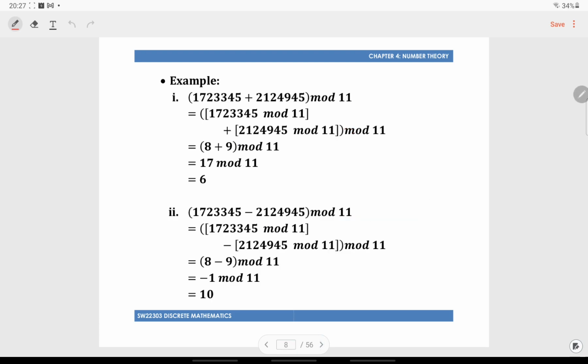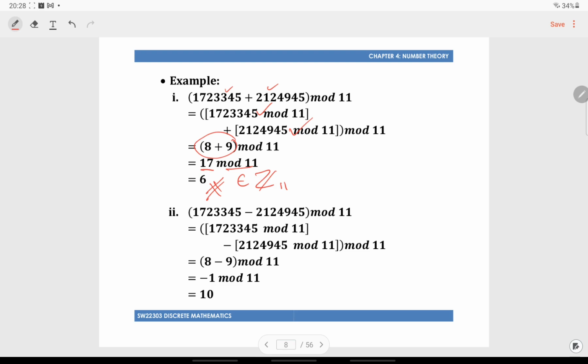Let me give you a few examples here. Instead of doing the addition directly, we can do the modulo reduction first on both numbers inside the parentheses. We do the modulo reduction here and here, and the outcomes are smaller numbers. Then you do the addition. Again, the outcome doesn't belong to the Z11 set, so you need to do the modulo reduction again and make sure your final answer belongs to the set of Z, in this case Z11.